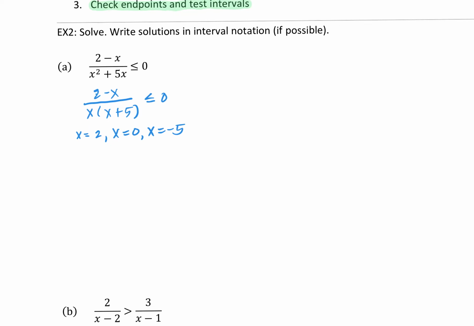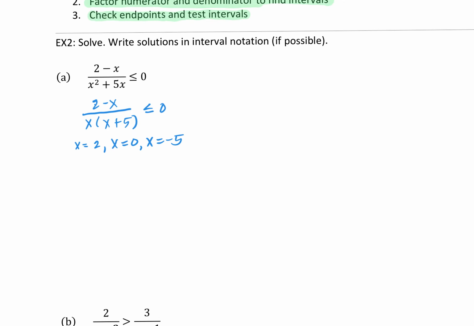So let me go ahead and off to the right here, let me just sketch a number line. And I'll put those values as they appear on the number line, so negative 5, 0, and 2. The test points. Before I do that, I have to check endpoints. So let's look at this.